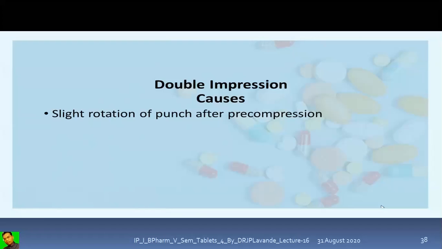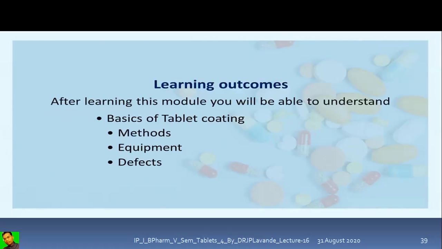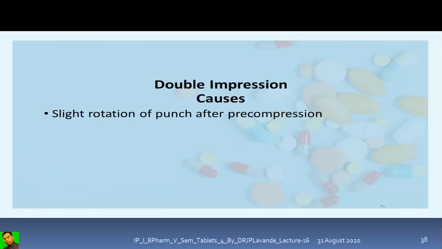But as such, in the case of rounded punches, the impression or the embossing or engraving is only from one side, not from the two sides. So that will lead to double impression. Now what would be the remedy to this? Again, avoid rotation of the punches, or use punches of a specific shape, right?